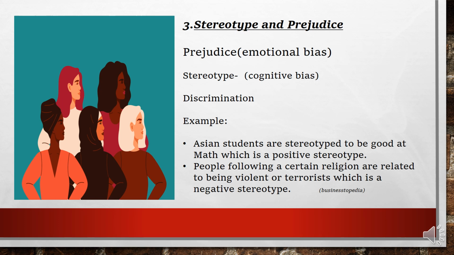So, prejudice is a negative emotion towards an individual based on a particular social group. It can include gender, ethnicity, nationality, social class, religion, race, sexual orientation, and even profession. So I have an example for this prejudice.